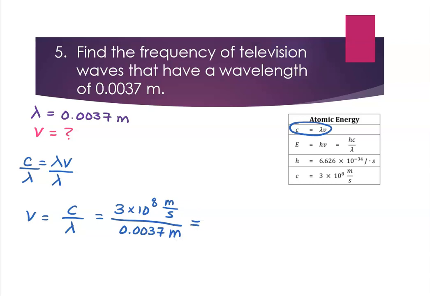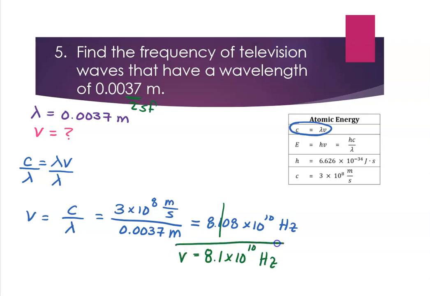All right. By now, you have hopefully successfully figured out how to plug scientific notation into the calculator. If not, I'll direct you to the scientific notation video. But for now, I'm just going to do this math and say that this is equal to 8.108 times 10 to the 10 hertz. Sig figs, zeros in the front are never significant, so I just have 0.37. So this is 2 sig figs. 1, 2. So this is 8.1 times 10 to the 10 hertz is equal to the frequency.